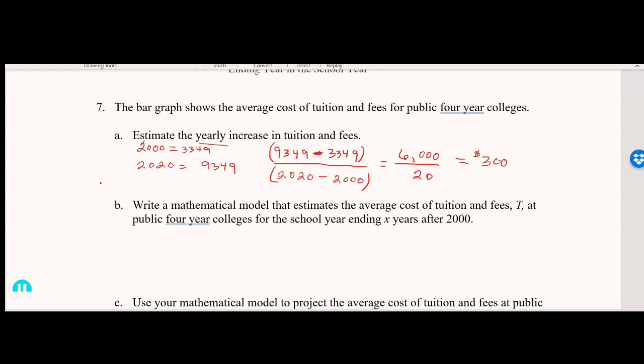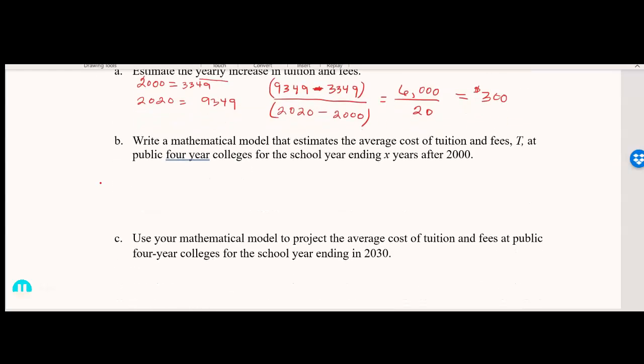Okay, well now we're going to use that to go down to part B. Part B says, write a mathematical model. What does a mathematical model mean? It means an equation. That's all it's asking. That estimates the average cost of tuition and fees, we're going to call that T, at a public four-year college for the school year ending X years after 2000.